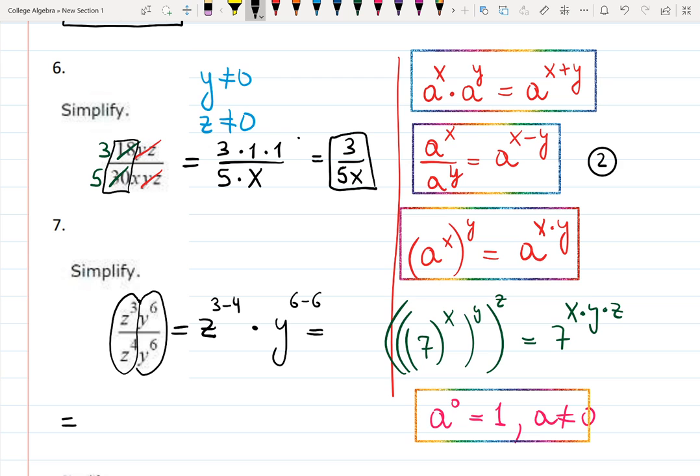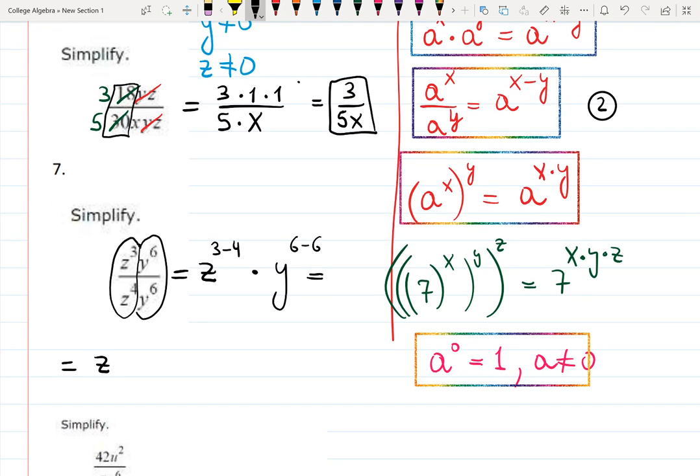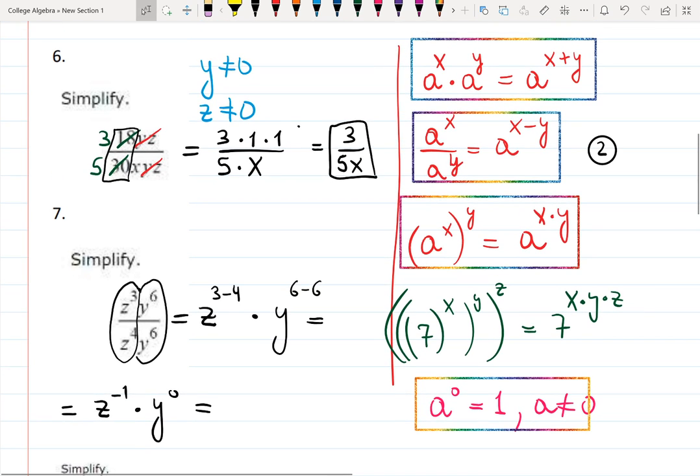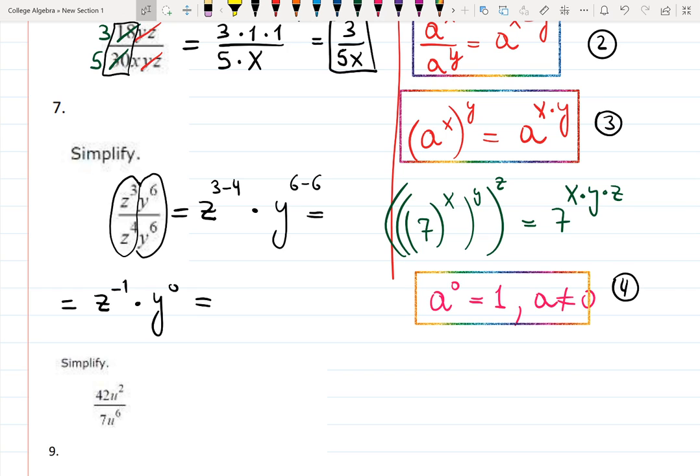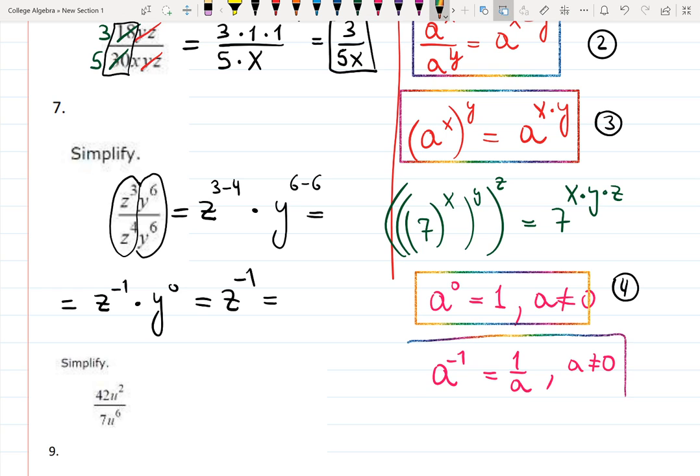So the answer for this case will be z to the minus 1 times y to the 0. If we assume that y is not 0, and it is in the denominator, so we assume it's not, then y to the 0, using formula number 4, so let's number them, is just 1, so the answer is z to the minus 1. Z to the minus 1 can be rewritten, let me add this formula. A to the minus 1 is 1 over a, again if a is not 0. Put it in the box, that's a good formula to know too. Formula number 5.